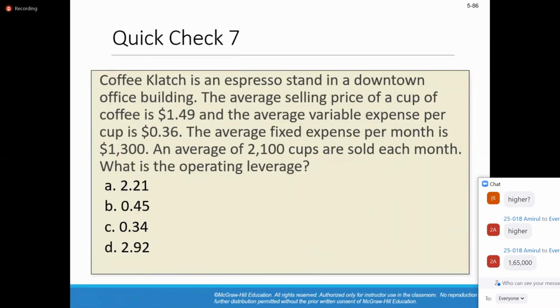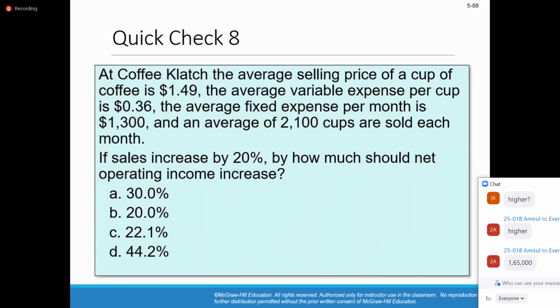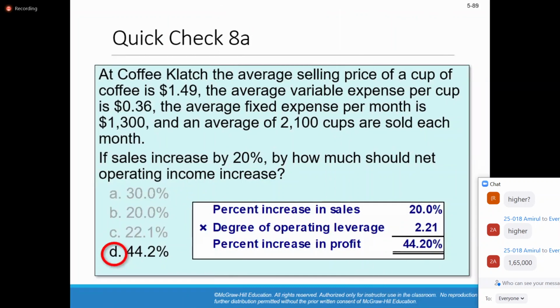Okay, so it is a quick check that you have learned the concept, and you are asked to determine the operating leverage. You apply your learning and you can determine that your operating leverage in this case is 2.21. Again, what can you do? You can apply the degree of operating leverage 2.21 to get the answer: if my sales go up by 20%, what will be the response of net operating income? It should be 20% multiplied by 2.21. So you'll see 44.2%.